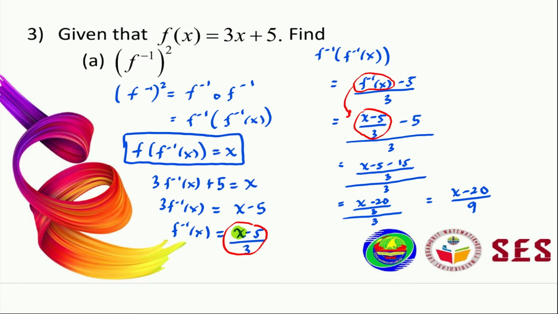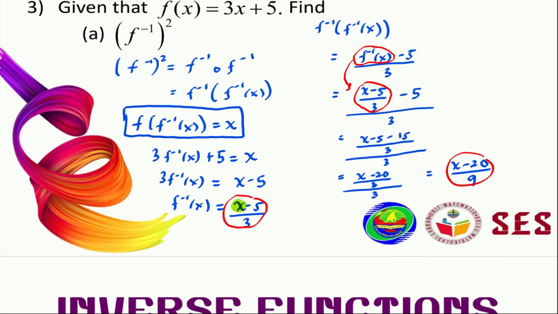Okay, therefore the composition of f inverse with f inverse is x minus 20 over 9. So this will be our final answer. All right, let us proceed to the next example.